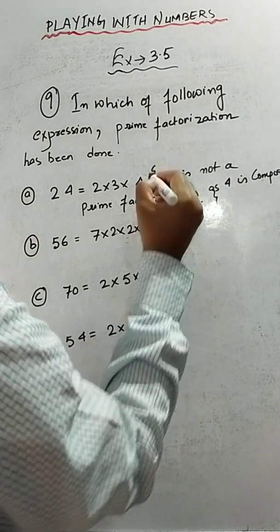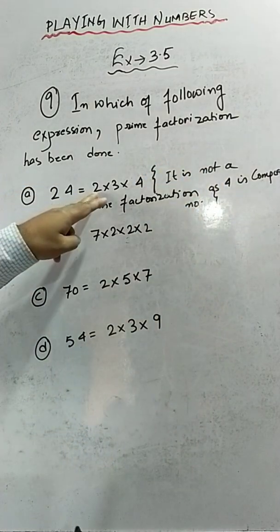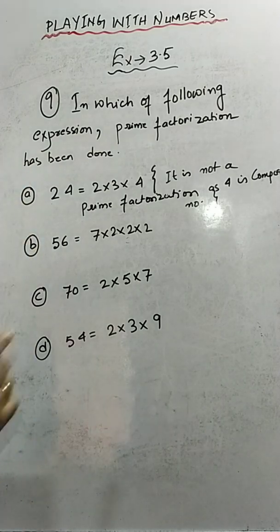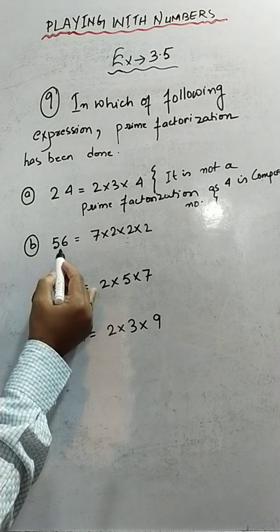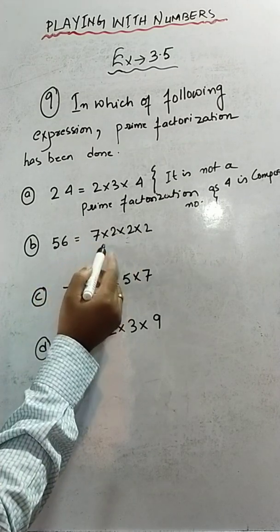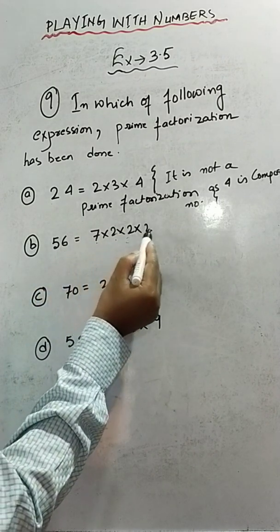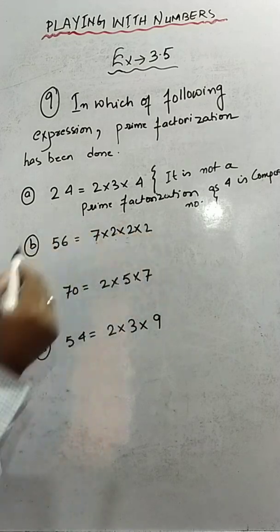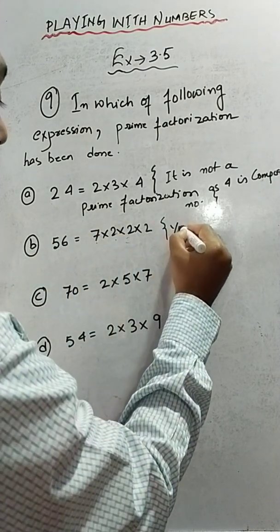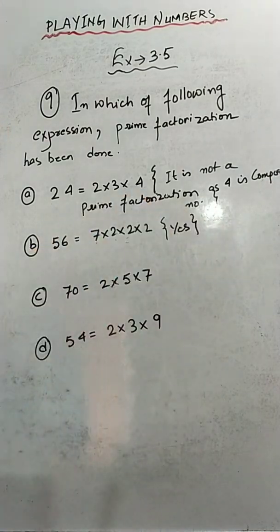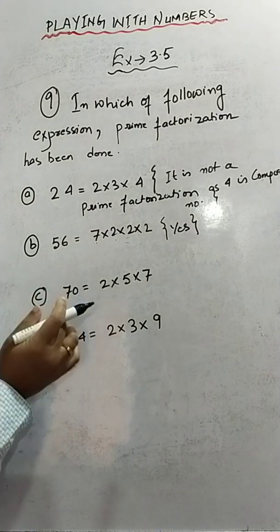Okay, students. So why are you saying no? Why is this not a proper prime factorization? Because 4 is a composite number. Now let's move on to the second one, 56. So here it has been expressed in the form of 7 into 2 into 2 into 2. Okay, so all the numbers are what? Prime numbers. So you will write yes. Just write yes.